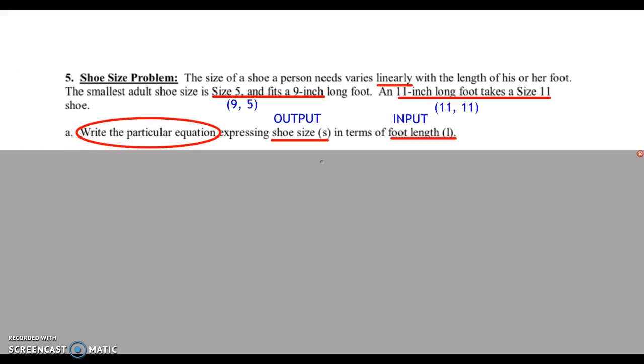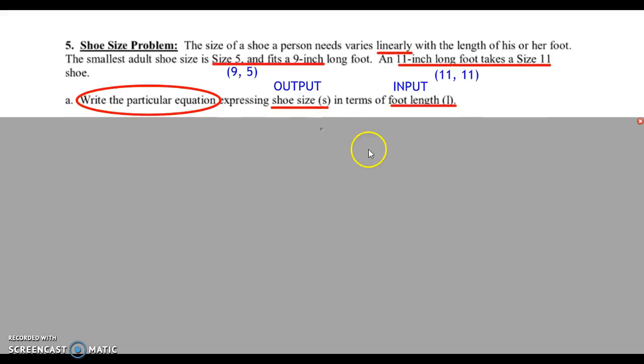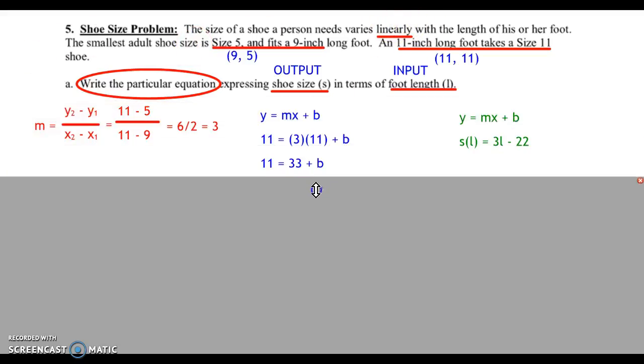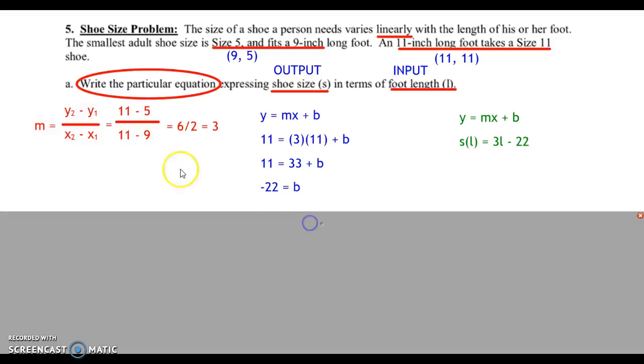We're supposed to write the particular equation, so I have a couple of pieces of information to find. It's linear, so I need to find the slope and the y-intercept. First, I find the slope, that's in red. That's 6 over 2, which is equal to 3. We used the y2 minus y1. We used this y value, which is 11, and this y value, which is 5. Then we used this x value, which is 11, and this x value, which is 9. We subtracted the 2. We got 6 divided by 2, which is 3.